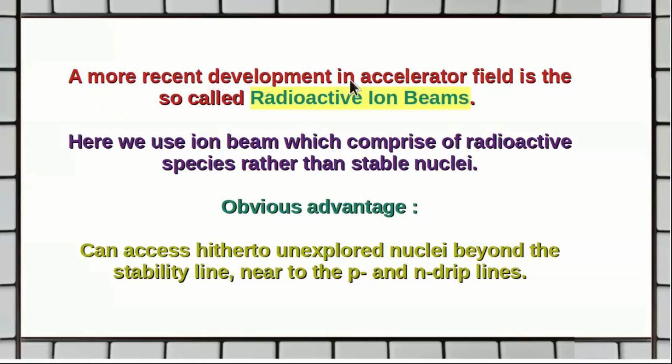A more recent development in the accelerator field is the so-called production of radioactive ion beams. Here we use an ion beam which comprises radioactive species rather than stable nuclei. In the normal accelerators, what we get is a beam of stable nuclei which are accelerated to the requisite energy. Now in the radioactive ion beam facilities, we get ion beams which comprise radioactive ions. An obvious advantage for this is that we can access hitherto unexplored nuclei beyond the stability line near to the proton and the neutron drip lines.